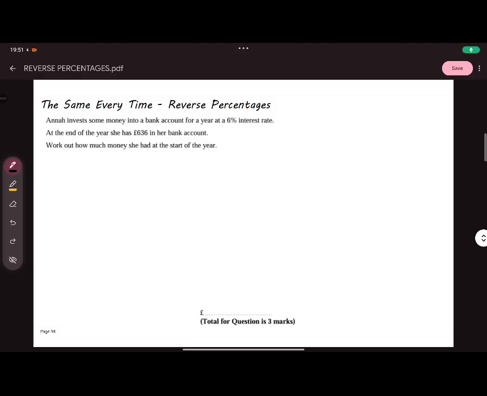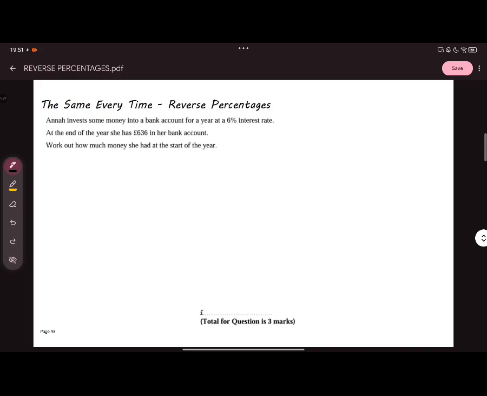So here's another exam question. Again, it's a percentages question talking about increasing and decreasing by percentages, and it's worth 3 marks. So that's the clue that it is actually a reverse percentages question. Why not pause the video and have a go? And while you're doing that, I'll try the question myself and we can compare our answers. So what's going on here then? Anna invests some money into a bank account for a year at 6% interest rate. At the end of the year, she has £636 in her bank account. Work out how much money she had at the start of the year.